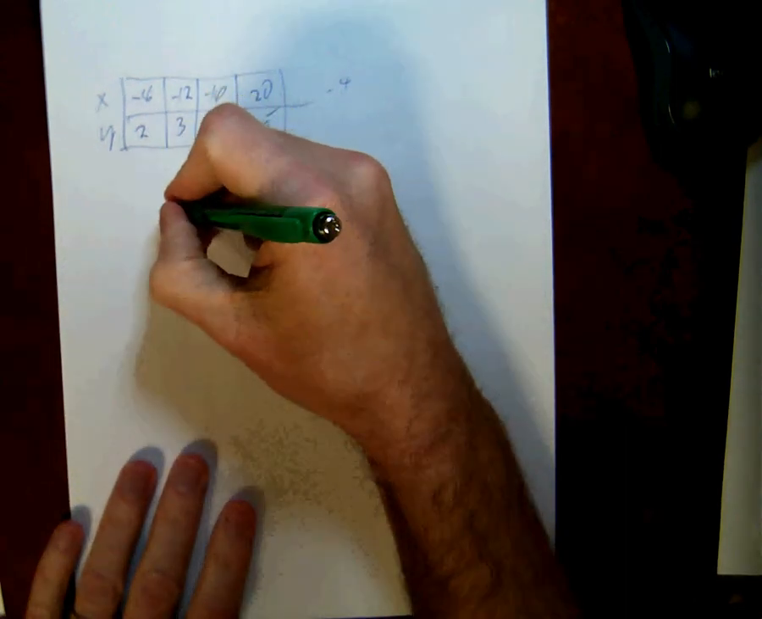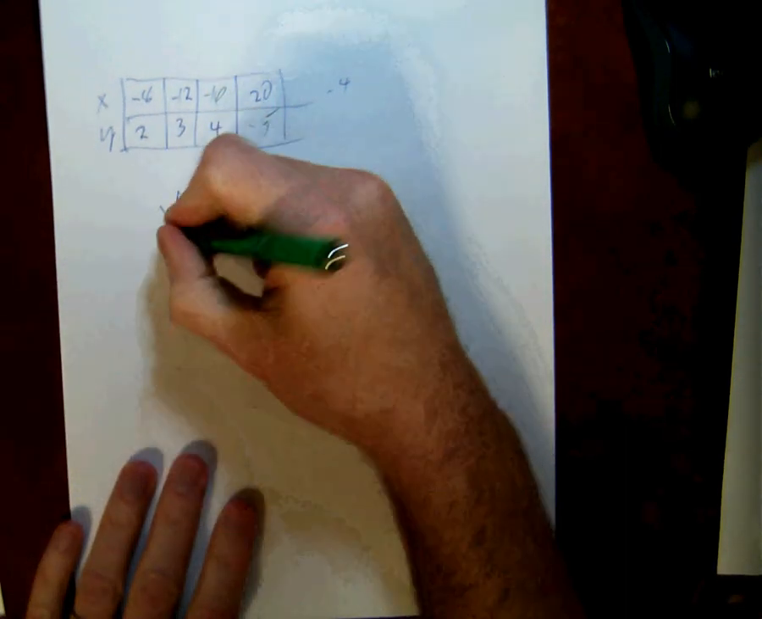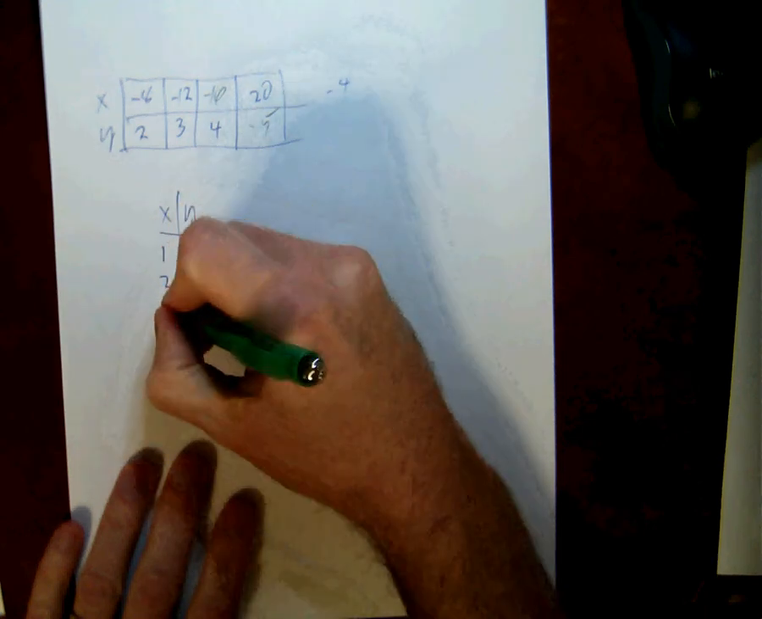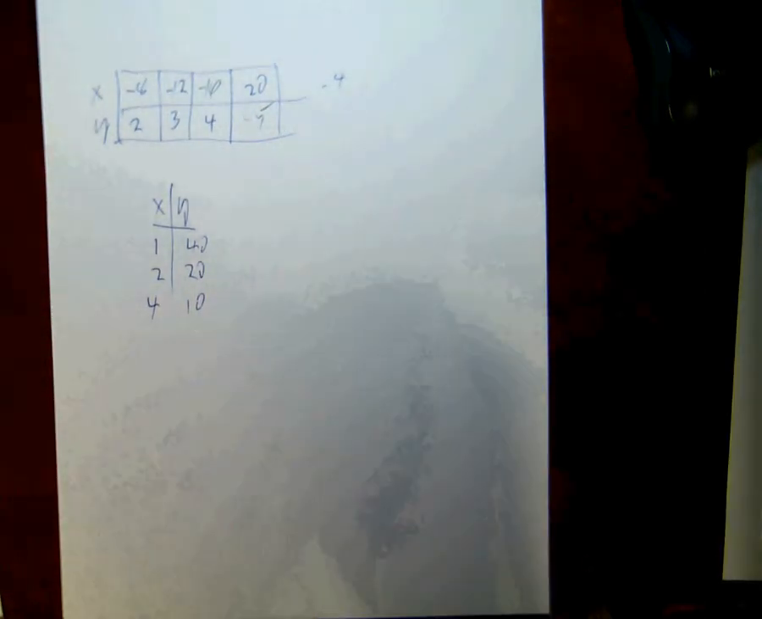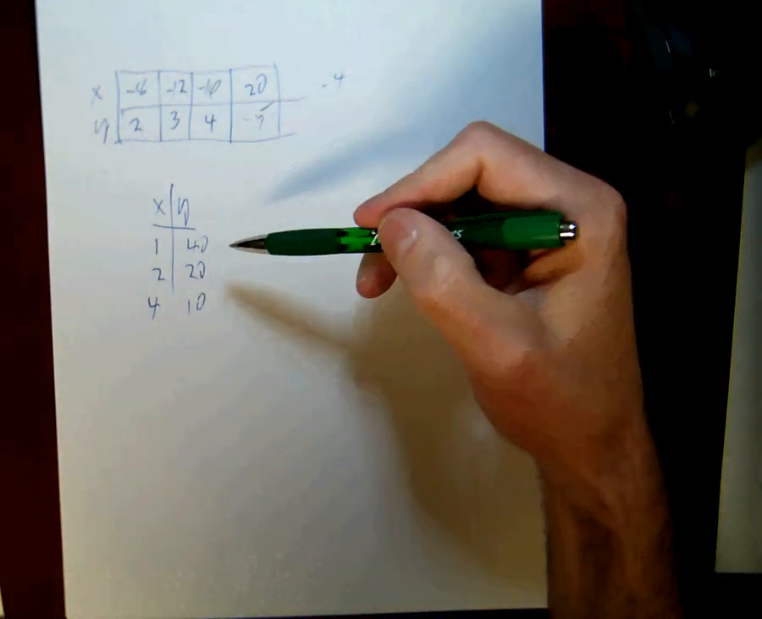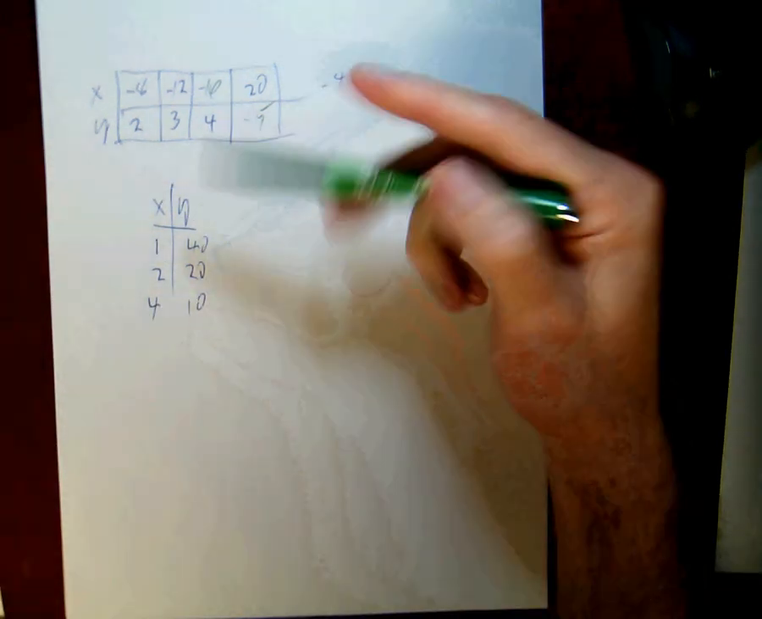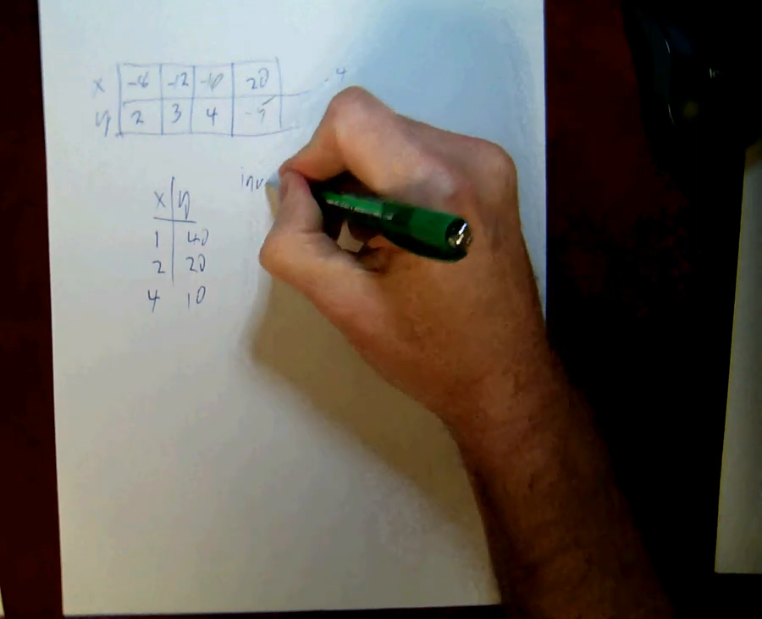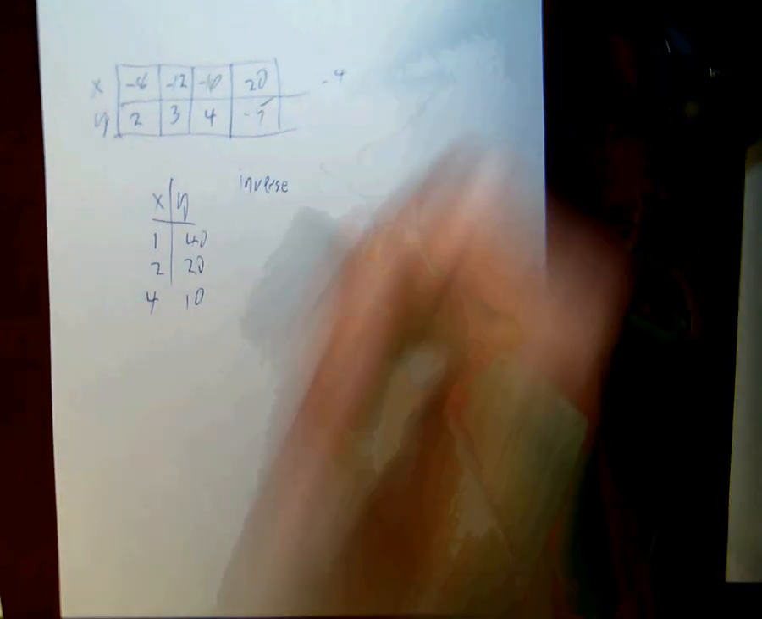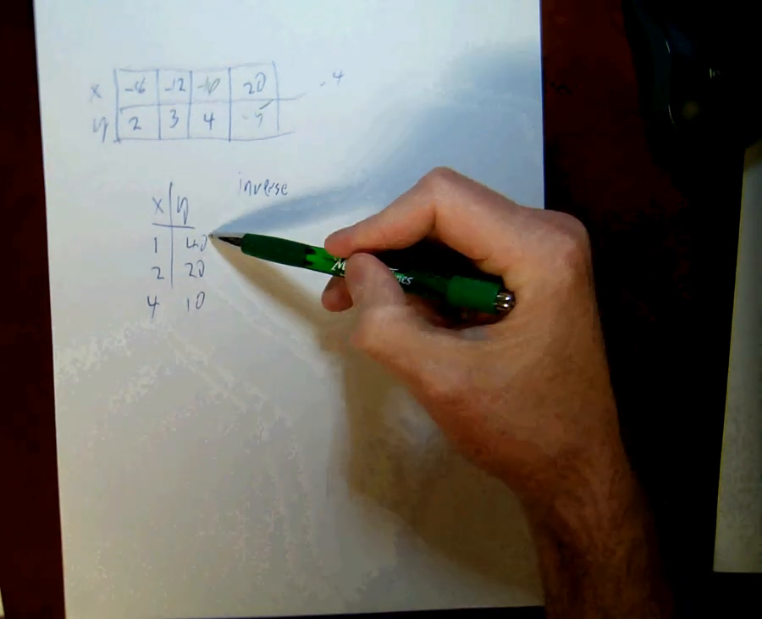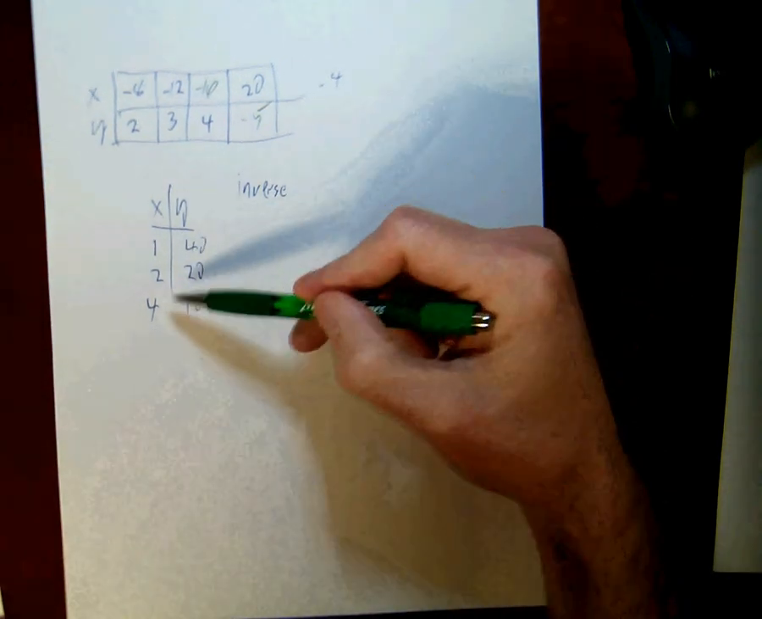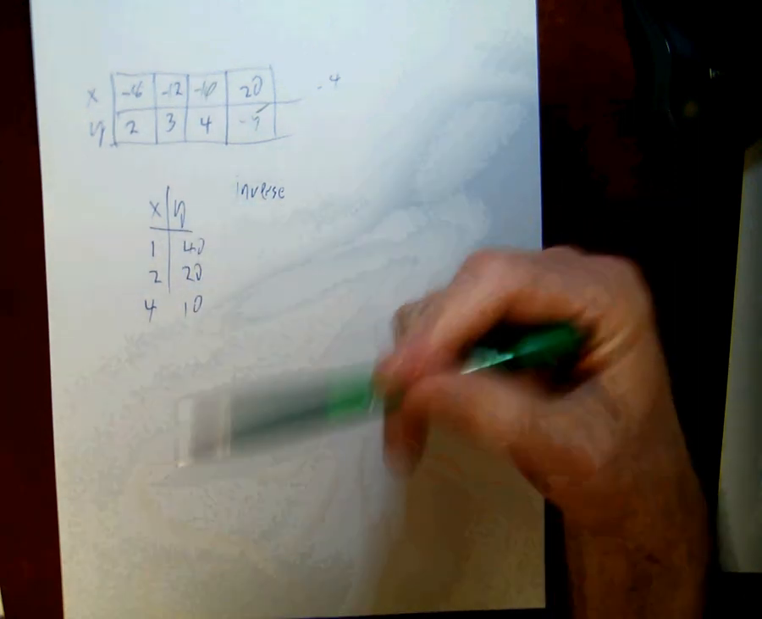So when I start, I get x over y, and I get 1, 2, and 4, and then I get 40, 20, and 10. Our job is to figure out, I want to find the equation, but I also wanted to give you a chart of something that actually represents an inverse. In this case, notice how the x's are increasing. In this case, the y's are decreasing. They're going in different directions. Anytime they're going in different directions, that's going to represent an inverse.